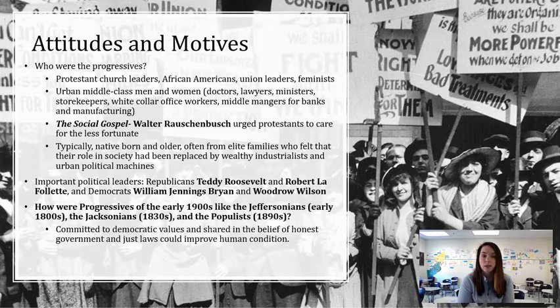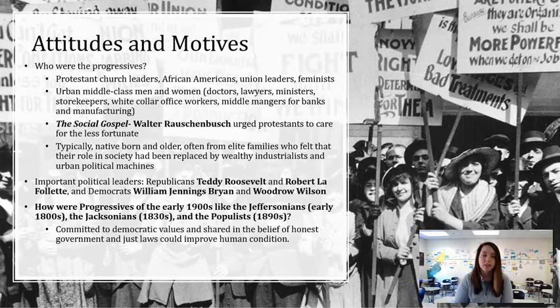African Americans are going to play a role in it. Union leaders, feminists, a lot of them are urban middle class men and women. A lot of women, because they have the luxury of having enough money to be secure and time on their hands in order to help poor immigrants in urban slums. The working class people, working 10 to 12-hour days, 6 days a week, don't have the time to organize and devote to these issues.